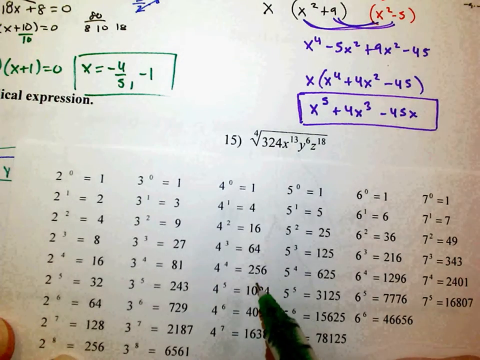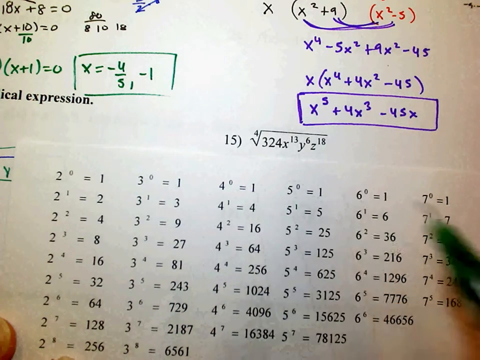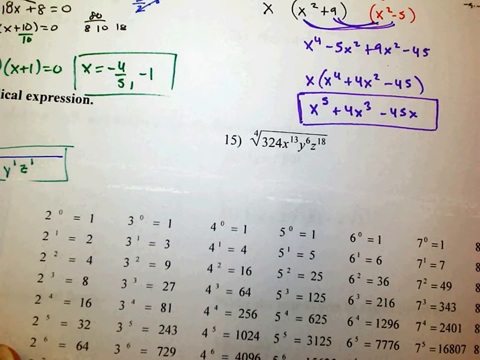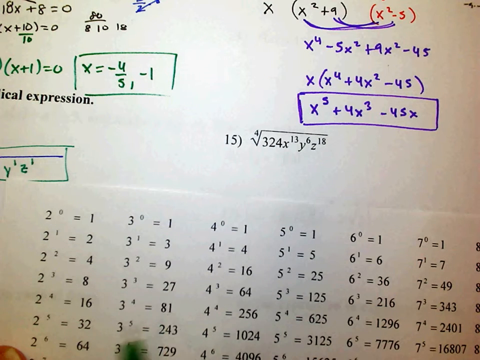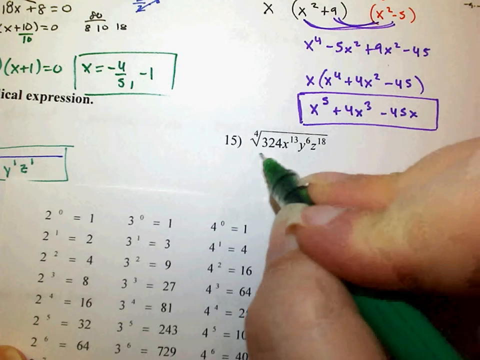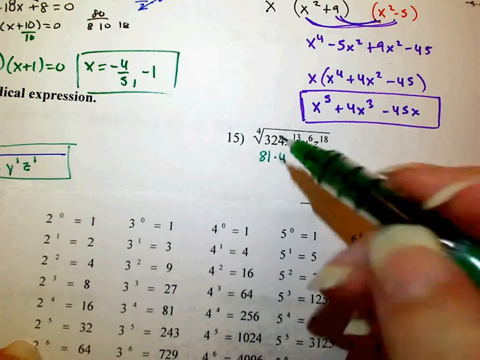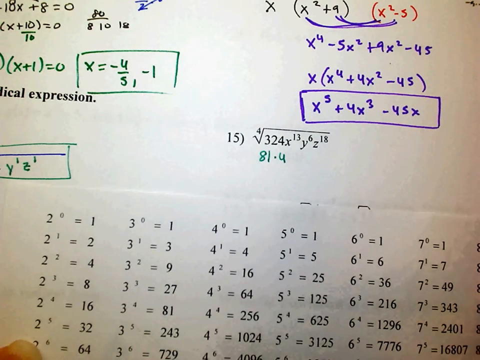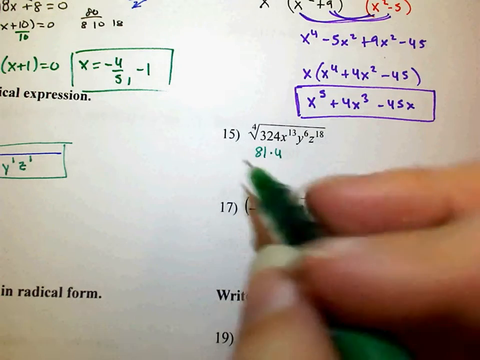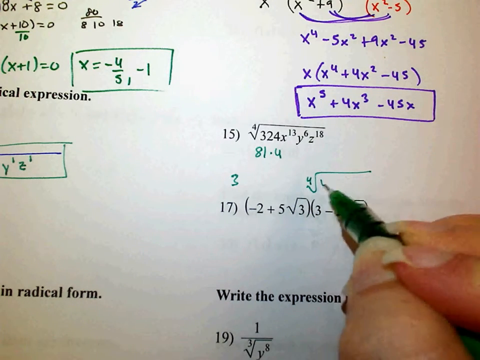81 times 4 is 324. So if I divided that in my calculator just to check, I would say 324 divided by 81, 324 divided by 16, until I find the one that does. So this is 81 times 4. I don't care about the 4 because I don't have the fourth root of a 4. But I know the fourth root of 81 is 3. So I've got 3 right here, and then in the fourth root I've got this 4. Okay? So that one comes out, that one stays in.